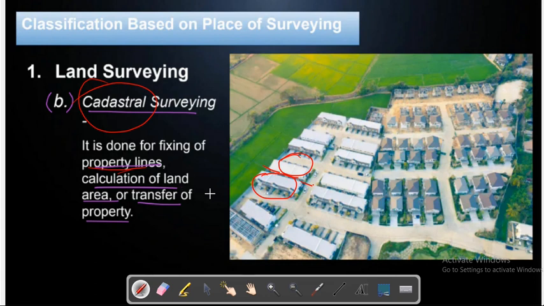If you try to define property lines, calculate the land area, or transfer the property line, then we will use cadastral surveying.